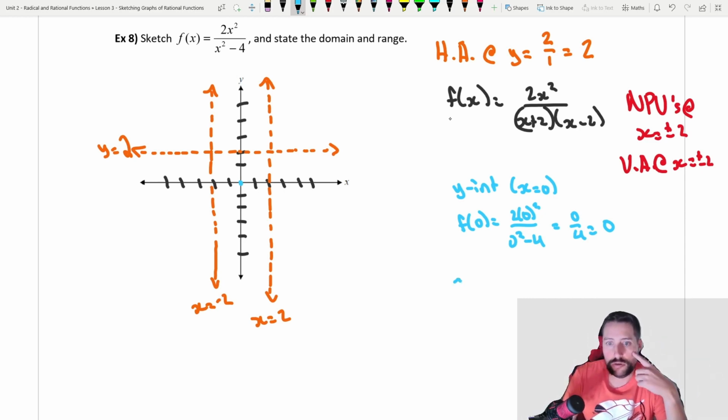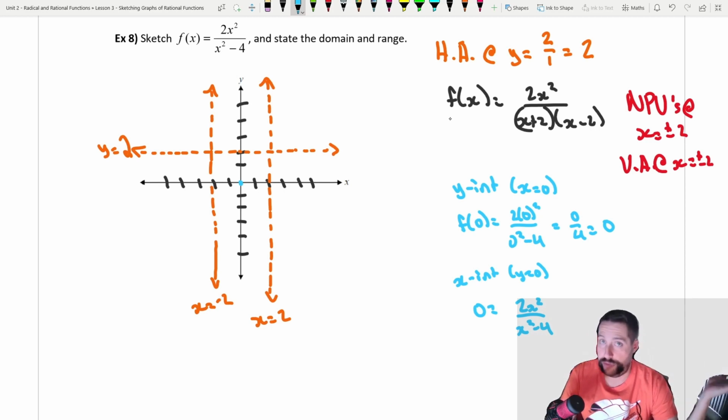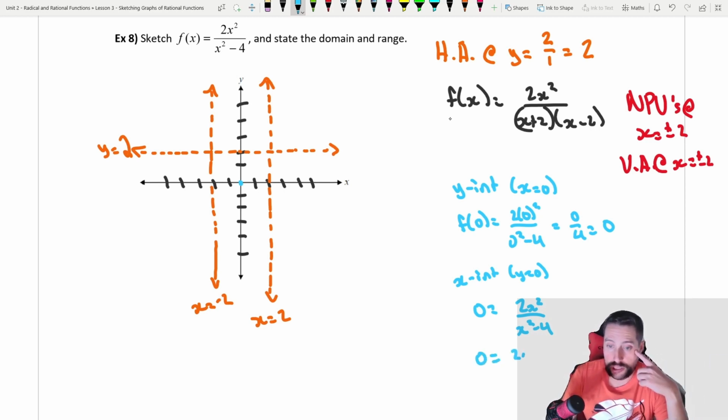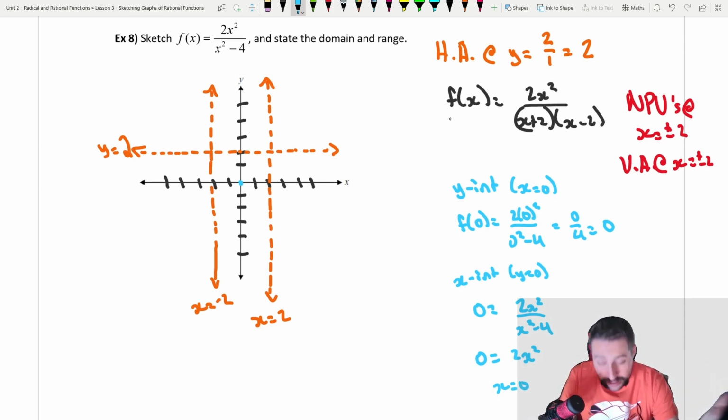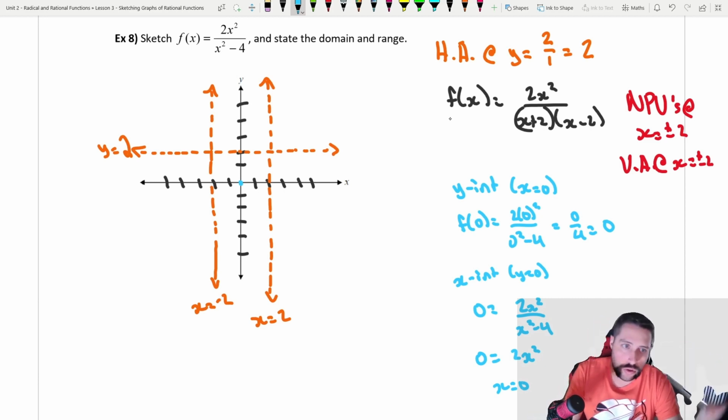Let's confirm. The x-intercept is when y is equal to 0. So we have 0 is equal to 2x squared over x squared minus 4. We'd have to multiply the x squared minus 4 by 0, but that makes it 0. So 0 is equal to 2x squared, which means that x is equal to 0. So good, our y-intercept is at 0, and our x-intercept is also at 0. So that's one set of points there.